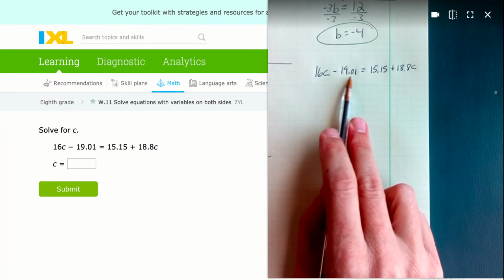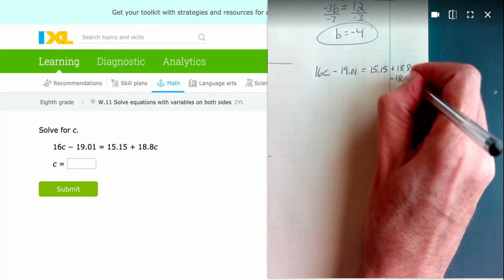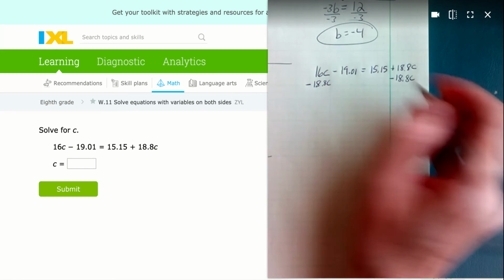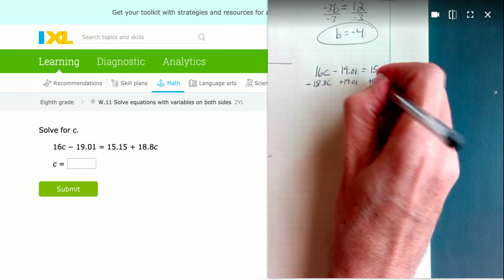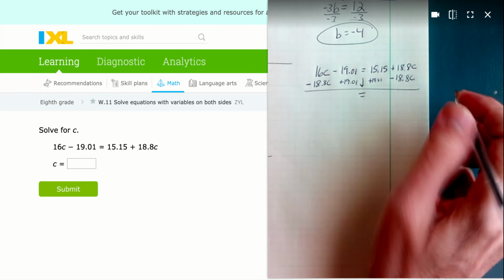So again, what I'm going to do is move the c terms to the left side of the equation, move the non-c terms to the right. So I'm going to subtract 18.8c from both sides. I'm going to add 19.01, add 19.01, keeping the equal sign right in the middle, right?